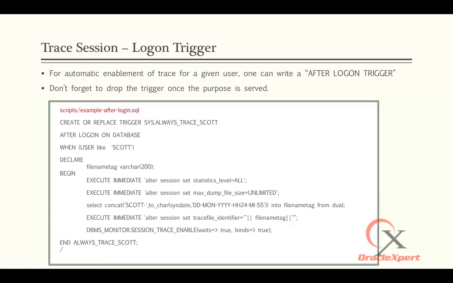So if there are 10 people connecting from 10 different applications, from 10 different services, from 10 different modules, having some different action and client identifier set, I don't care about what they are doing or what their trace file name should be. I have obtained a generic method of generating trace file names by concatenating the name with the timestamp, which I generated in DDMONYYYY, 24-hour clock with minutes and seconds embedded into it. And then I'm simply setting this file name tag as a trace file identifier.